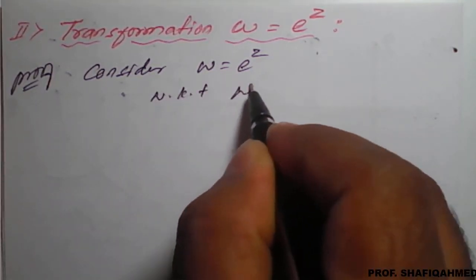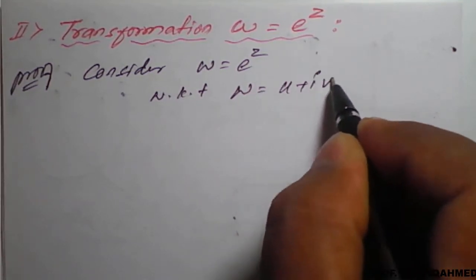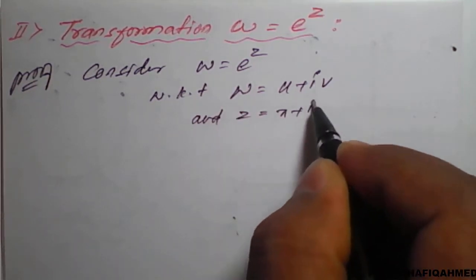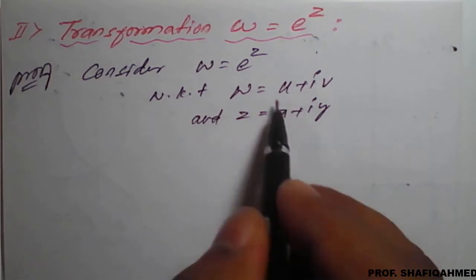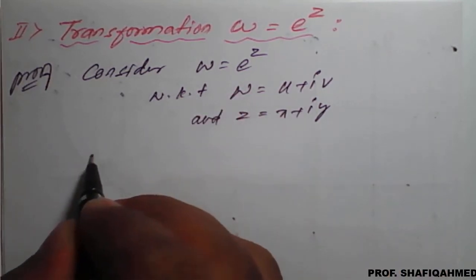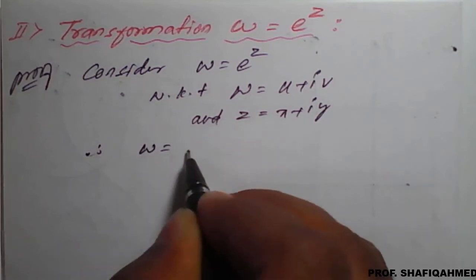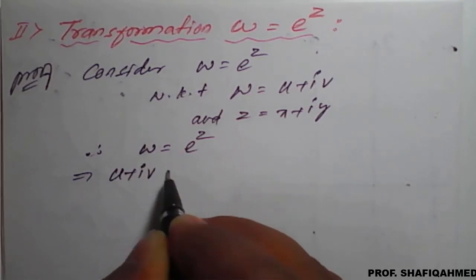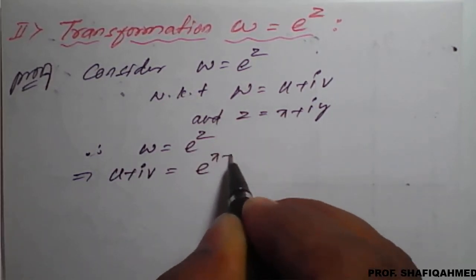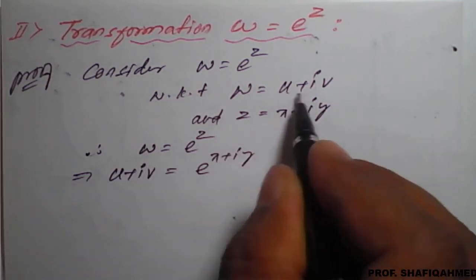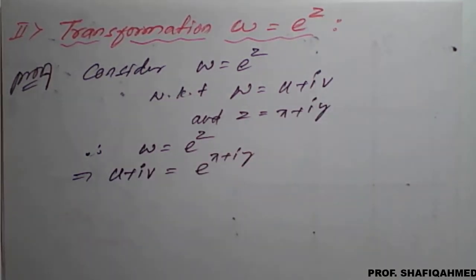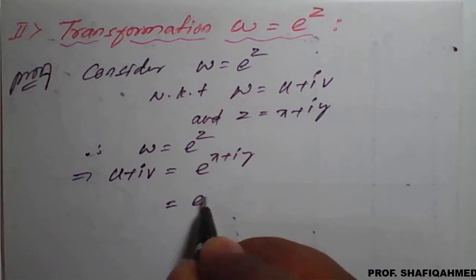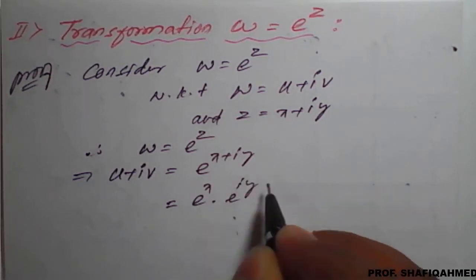We know that w is equal to u plus iv, and the value of z is x plus iy, and these two values we apply in the above expression. Therefore w equals e raised to z, which is u plus iv equals e raised to x plus iy. So I have taken the w value as u plus iv and the z value as x plus iy. Now on simplification of the right hand side, we'll take the real and imaginary parts. So I will separate this as e raised to x into e raised to iy.